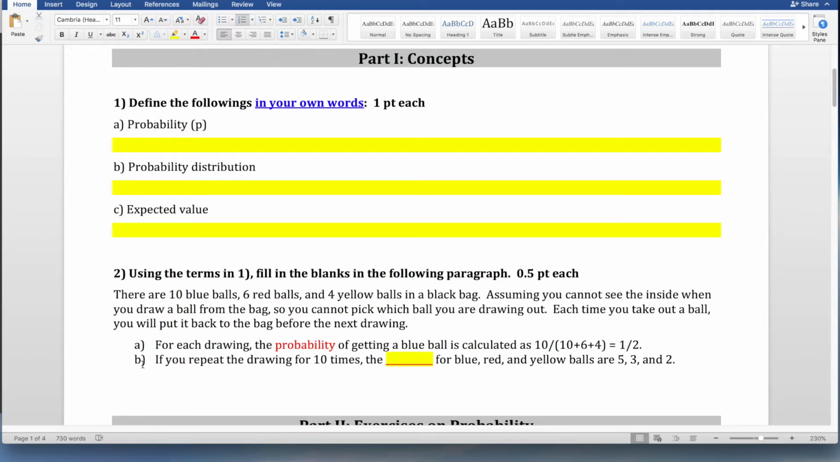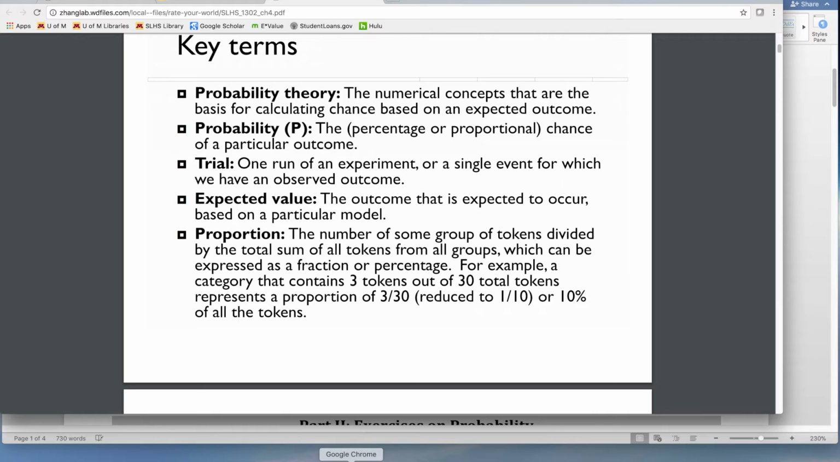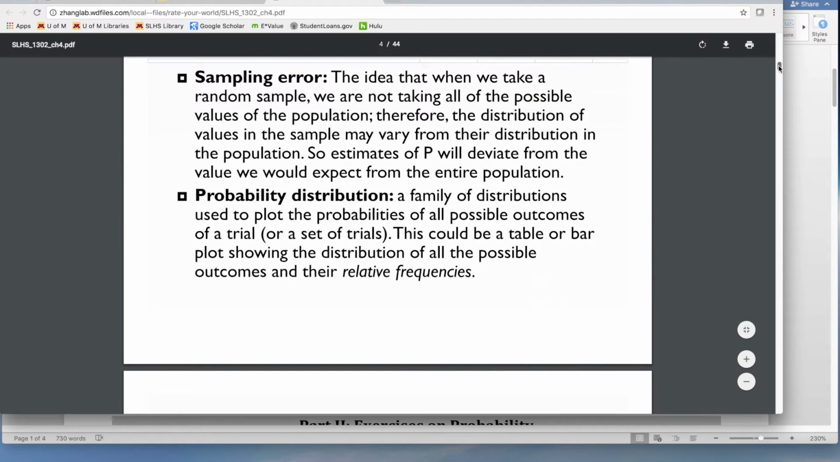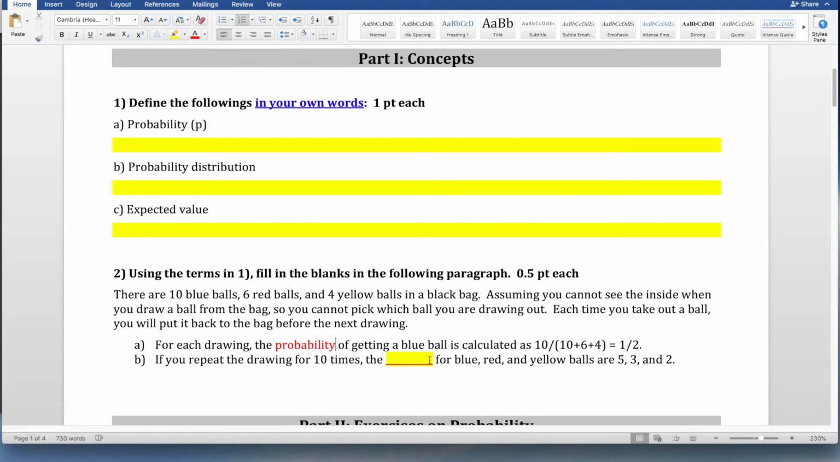All right, and then for part B, it's asking if you repeat the drawing for 10 times, the blank for blue, red, and yellow balls are 5, 3, and 2. So we already know it's not probability. If we go back to the notes, we can see that expected value is the outcome that is expected to occur based on a particular model, whereas probability distribution, once again, is that family of distributions used to plot the probabilities of all possible outcomes. So we then know that the term that fits here is expected value, or expected values, because these are the values you would expect to get based on this model when we are drawing 10 times.